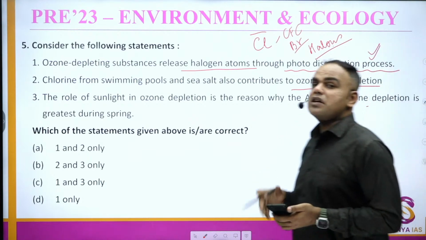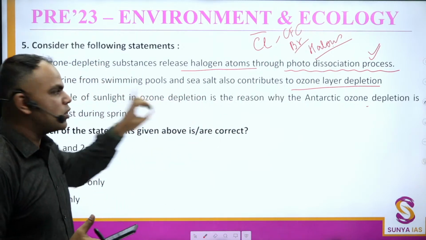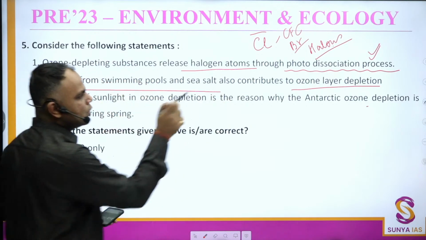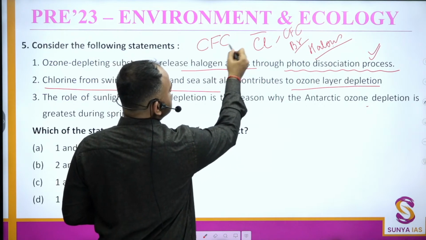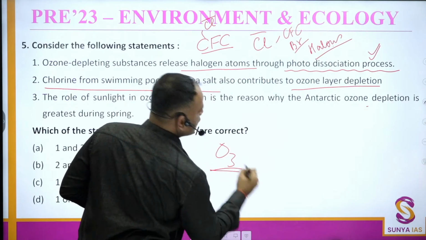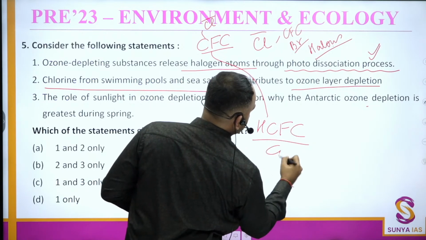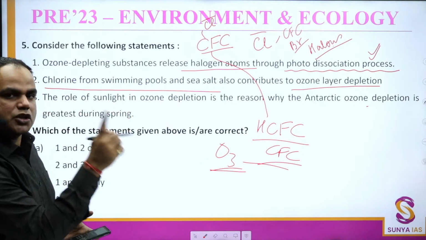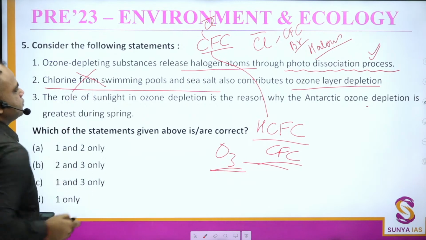Now second statement basically tries to see whether any part of chlorine which is present is going to contribute to ozone layer depletion. So chlorine from swimming pool, etc., and sea salt does not contribute to ozone layer depletion. Primarily when we talk of chlorofluorocarbons, this has chlorine atoms which disintegrate ozone. You also have hydrochlorofluorocarbons. So not every chlorine which is present will lead to ozone layer depletion. That is what the second statement tries to ask. So statement 2 is wrong.